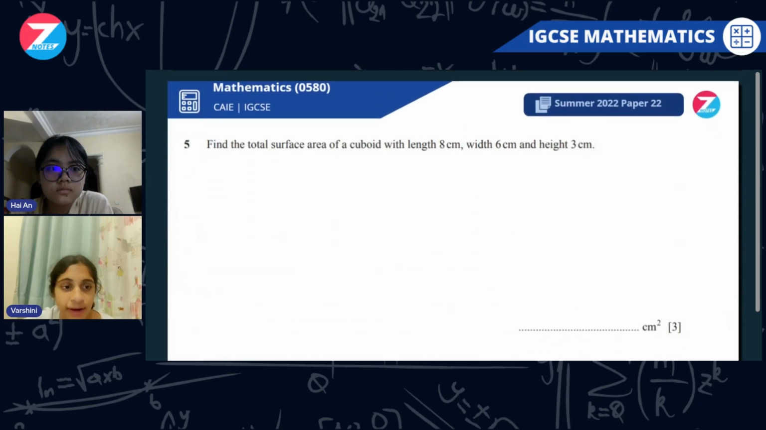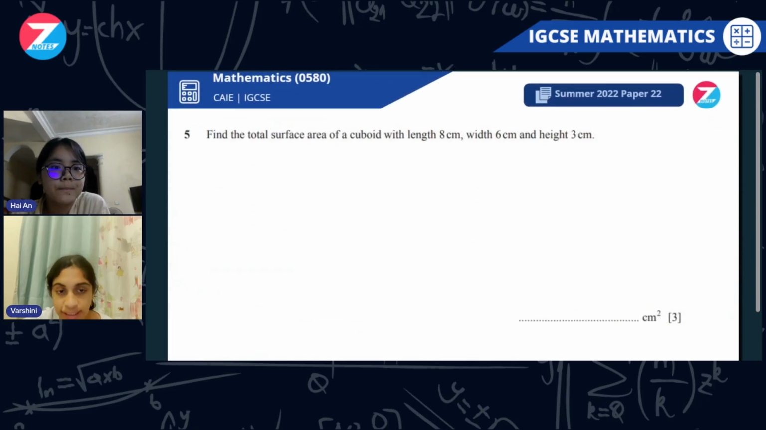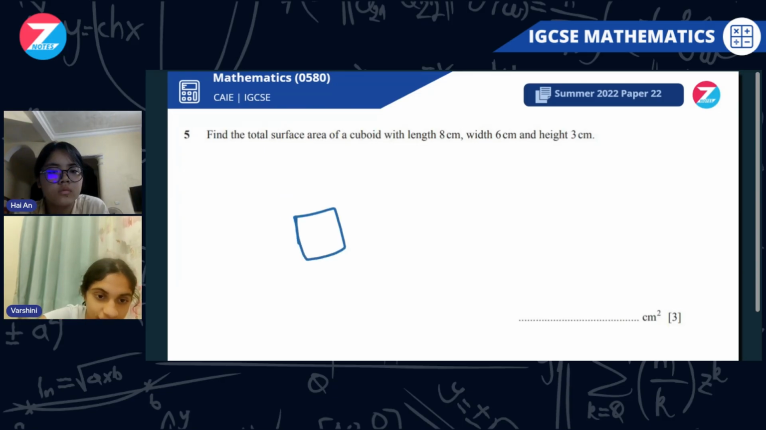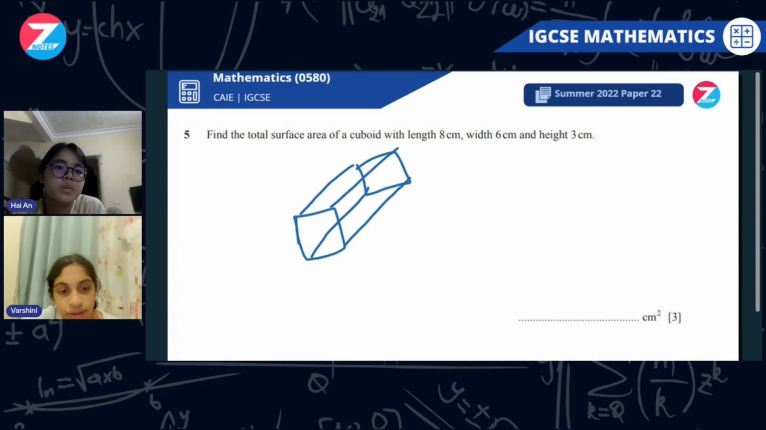Okay, question 5. Find the total surface area of a cuboid with length 8 centimeters, width 6 centimeters, and height 3 centimeters. So to get some clarity, let's draw the cuboid first. Okay, so our cuboid is going to look something like this. This being the front. And the other face being the back.